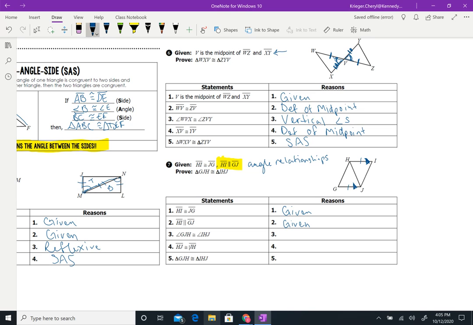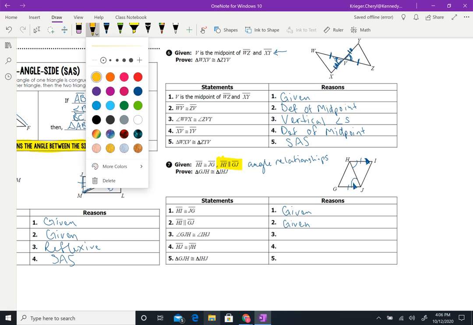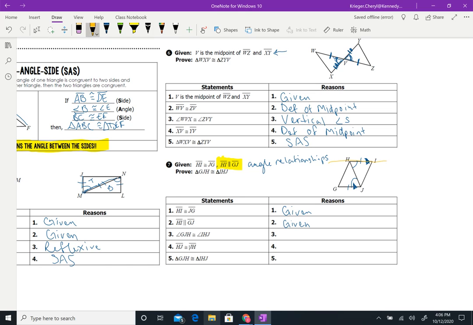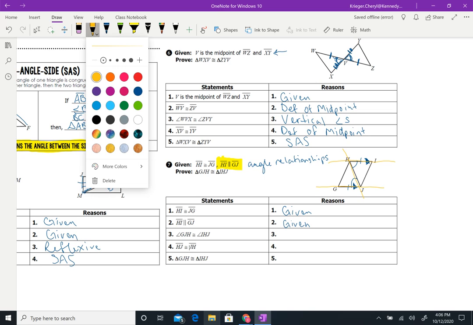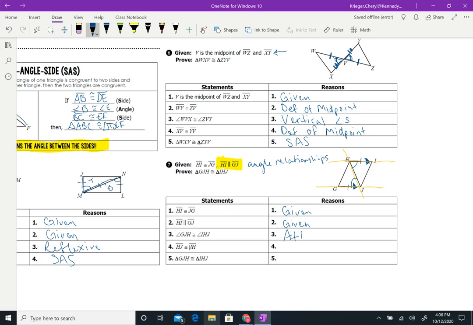So they say that GJH, this one, is congruent to IHJ. If you can't see it, we have parallel lines cut by a transversal. So those angles are alternate interior. Alternate interior angles.